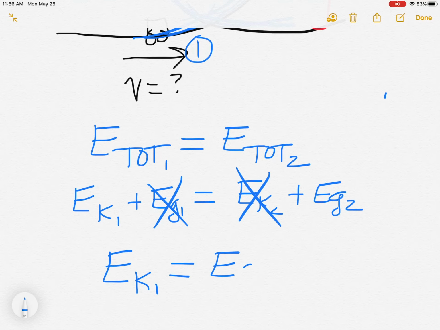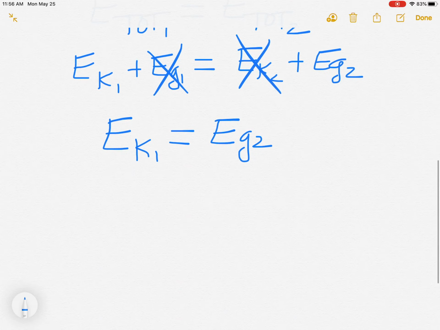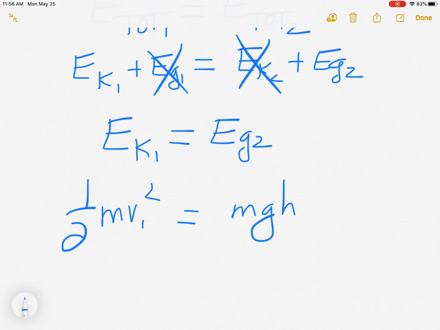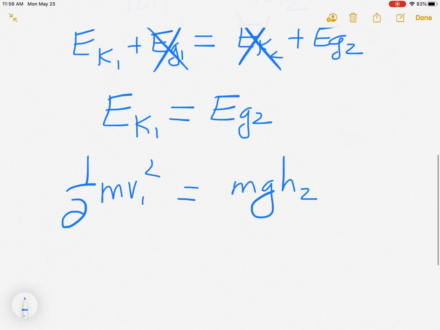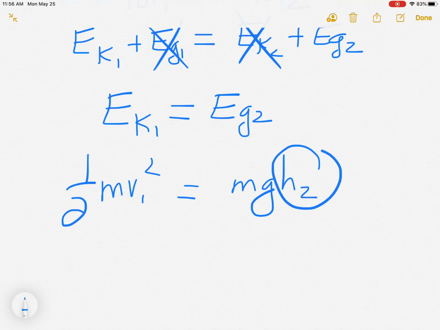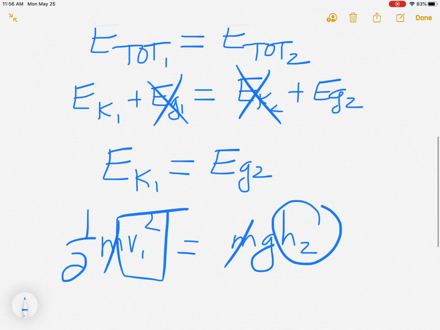And then we can do this conservation of energy equation nice and simple, and we can write in 1/2 mv1 squared equals mgh in position 2. We know the height at position 2 is 30 meters, so we can put that in here. We can cancel out the m's on both sides. We don't need the mass. And we know the g, and we can solve this for v1 to get the speed that you would need.